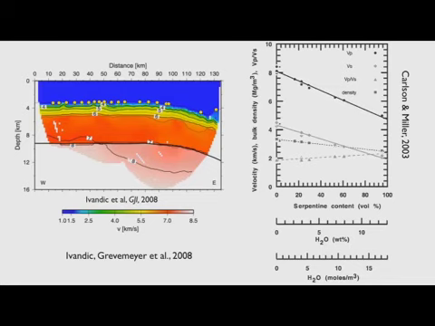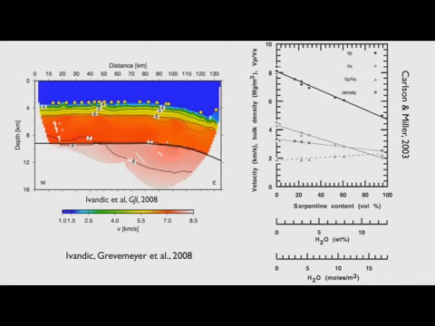So this is from Ivan Dick and colleagues. We're looking at that same section off of Central America. And what you can see is that if we look at the velocities in the upper mantle, we go from 8 kilometers per second and have a reduction of almost half a kilometer per second once we come into the middle of this most faulted and bent area.